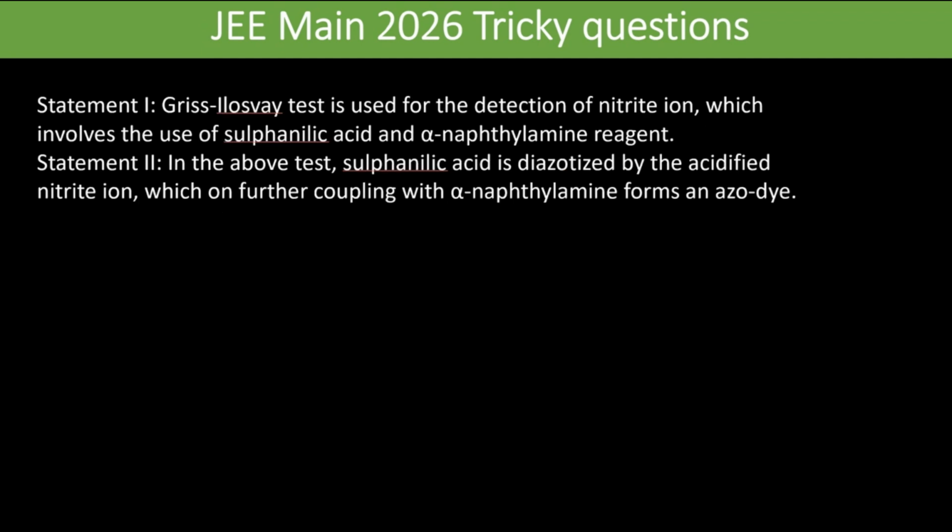Lasaigne's test is used for the detection of nitrate ion, which involves the use of sulfuric acid and alpha-naphthylamine reagent. In the above test, sulfanilic acid is diazotized by the acidified nitrite ion, which on further coupling with alpha-naphthylamine forms an azo dye.